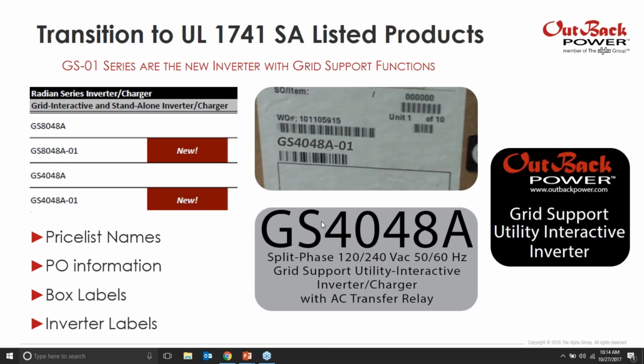UL 1741SA says inverters shall be marked grid support interactive inverter or grid support utility interactive inverter. And this is true whether it's an Outback product or another manufacturer complying with UL 1741SA or California Rule 21 or HECO Rule 14H. So that's what you want to look for: either grid support interactive inverter or grid support utility interactive inverter.